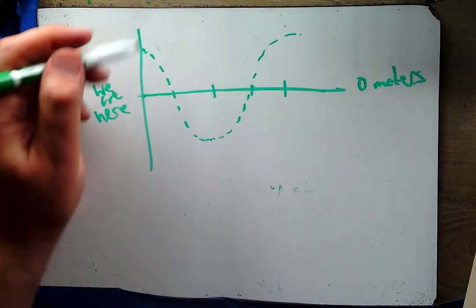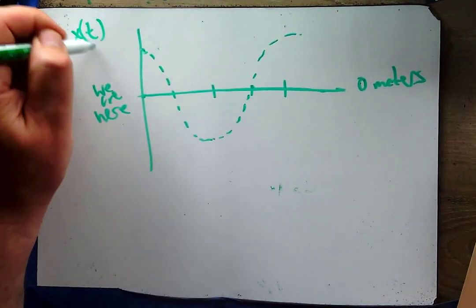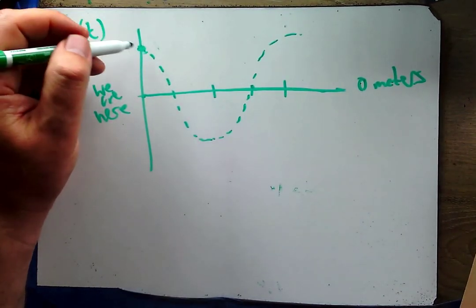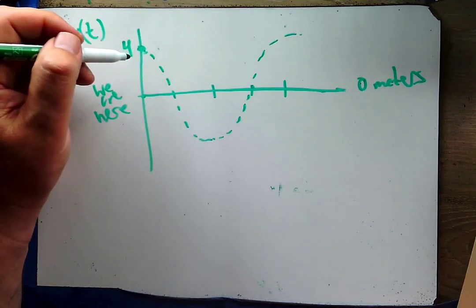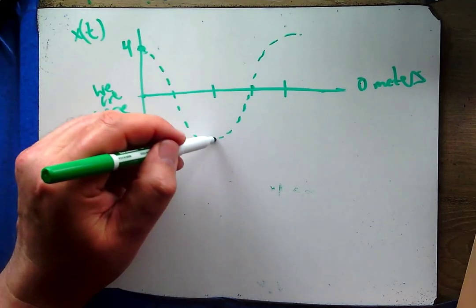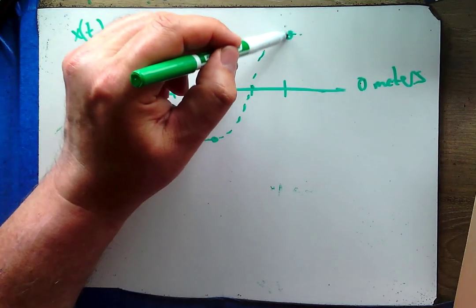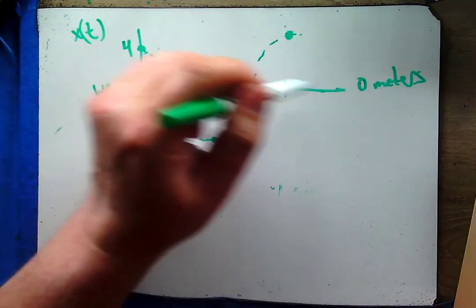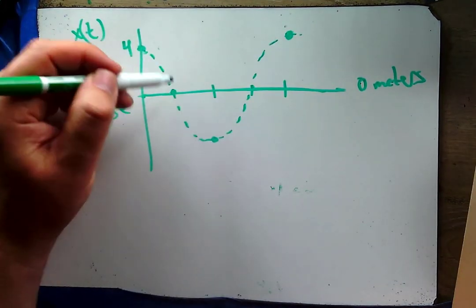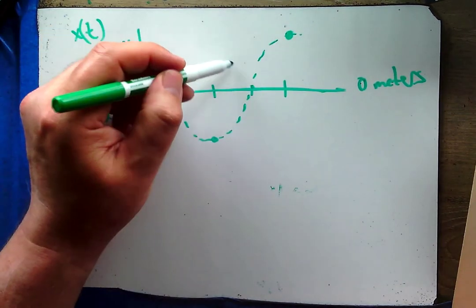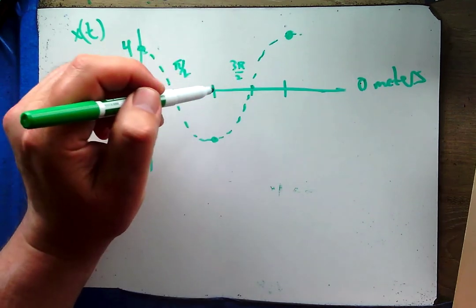Okay? This is our position function, x of t. This says that we're 4 meters to the right. This says we're 4 meters to the left. This says we're 4 meters to the right. When are we at 0 meters? Here at pi over 2, here at 3 pi over 2.